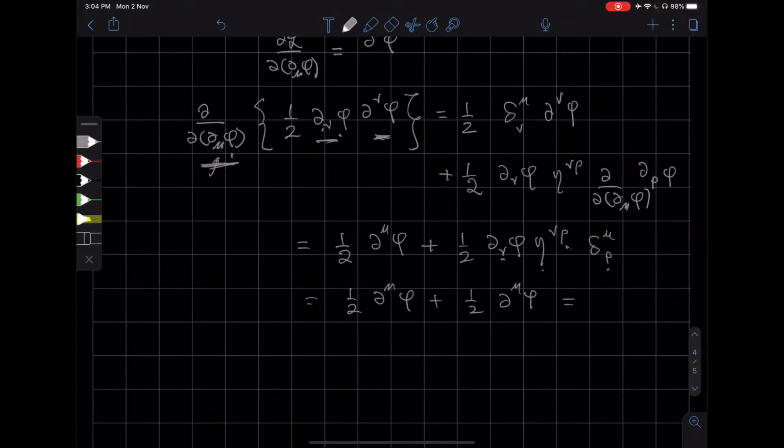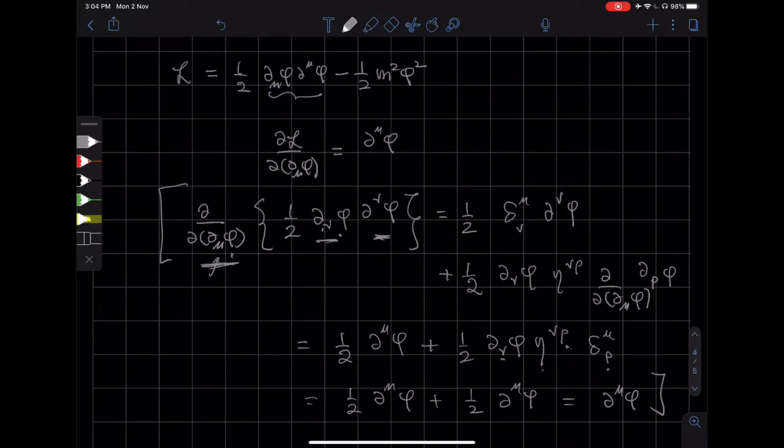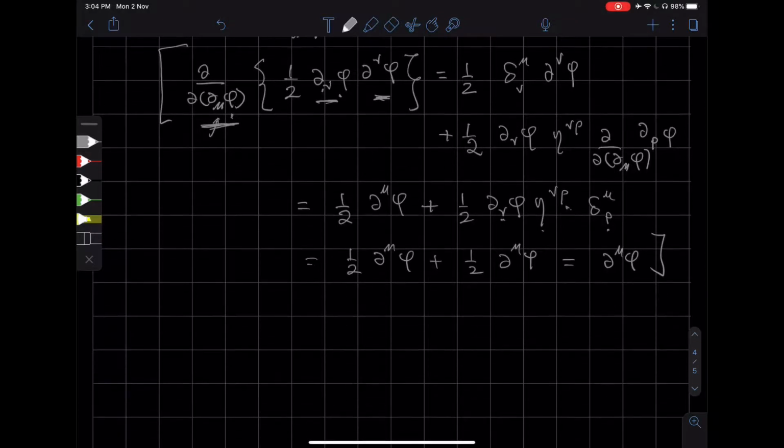And therefore, we get delta mu of phi. So thus I've shown that the derivative of this first term just gives me this thing. This might look complicated, but it's not. What we're doing here is simply the generalization that if I have a term like half of phi dot squared, and I take the derivative of that with respect to phi dot, then I just get phi dot. That's exactly what it is.